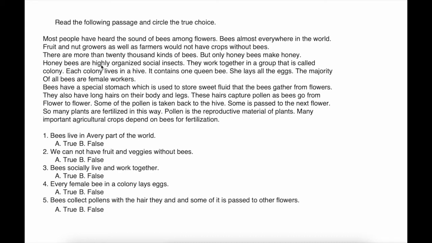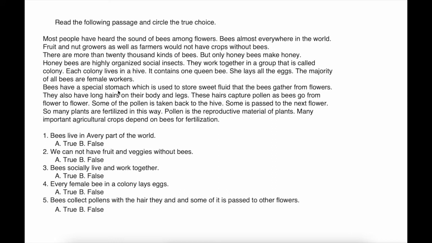Honeybees are highly, very organized social insects like people. İnsanlar gibi. They work together in a group that is called colony. Each colony lives in a hive. Hive, you know, let's say their house. It contains one queen bee. She lays all the eggs. In one colony, there is one queen bee. The majority of all bees are female workers.